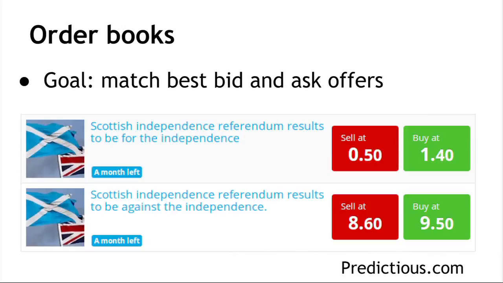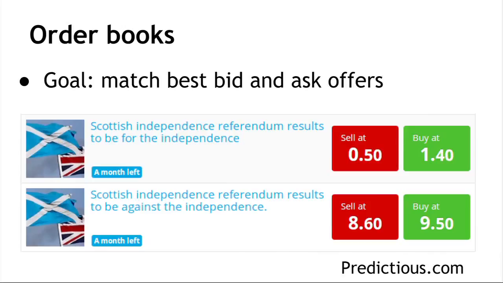So in a real prediction market, or most financial markets, there isn't truly one market price. There's the lowest price that anybody's willing to sell at and the highest price that anybody is willing to buy at. So this is an example from a small prediction market that's being run today using Bitcoin called Predictious. And they have a market here on whether or not Scotland will vote yes in their independence referendum, which is scheduled 2 months from today.